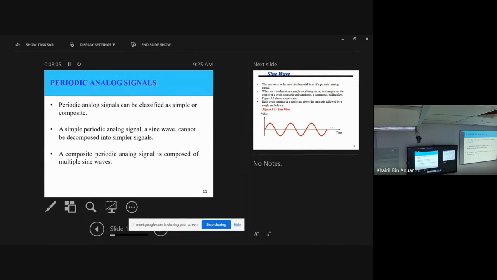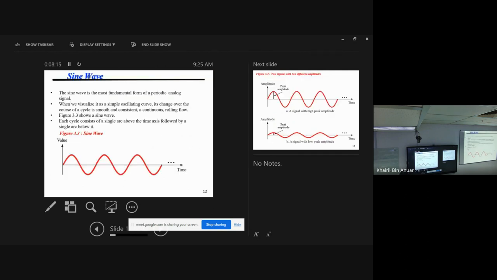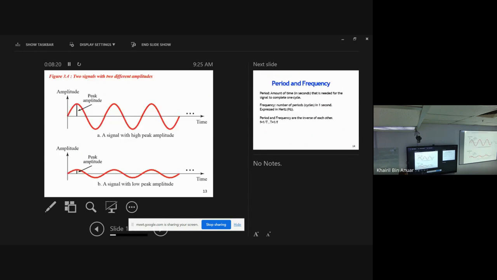And for the periodic signal, especially for your analog, it can be either a simple periodic or a composite periodic. So here is what we can say, that this is a simple periodic sine wave. And with respect to that, you have to identify some of the characteristics. One of it is the peak amplitude and then the time. Perhaps later on, we'll also define what is frequency, what is bandwidth, and so forth. But this is the basic signal.